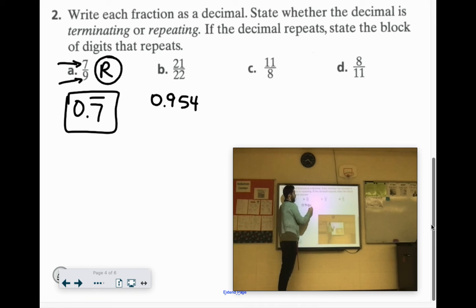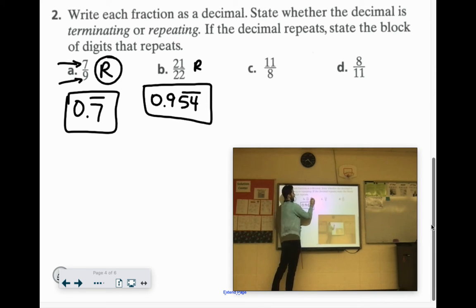0.954. Now the 5 and the 4 keep repeating. It says 0.9545454. So you only put the bar over the repeating decimals. The 9's not repeating, but the 54 are. So that is a repeating decimal.